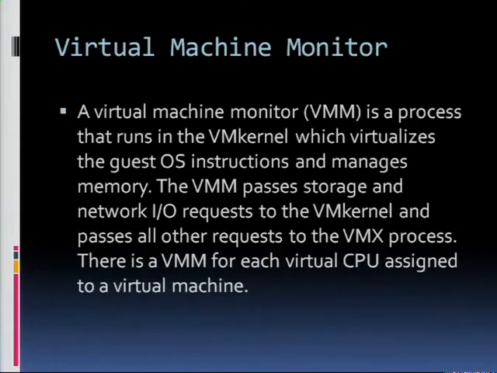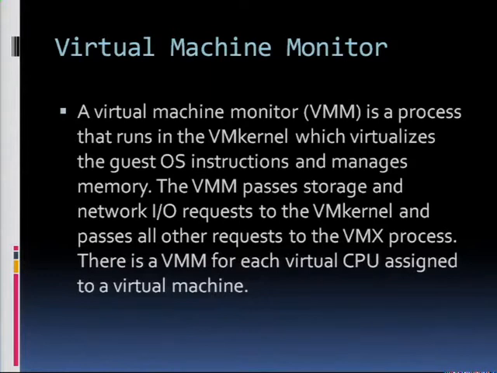Here's the other component, or part of the hypervisor, which is called the virtual machine monitor, and the definition of that is a process that runs in the VM kernel, which virtualizes the guest OS instructions and manages memory. The virtual machine monitor passes storage and network I/O requests to the VM kernel, and passes all other requests to the VMX process, which is another little module that runs inside the hypervisor. There's a virtual machine monitor for each virtual CPU assigned to a virtual machine.